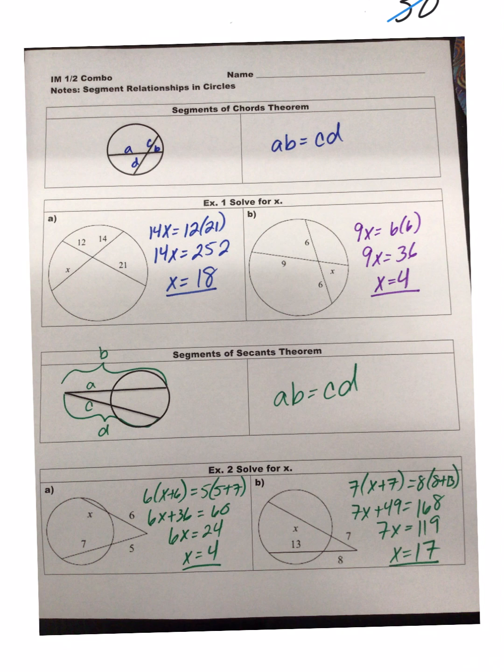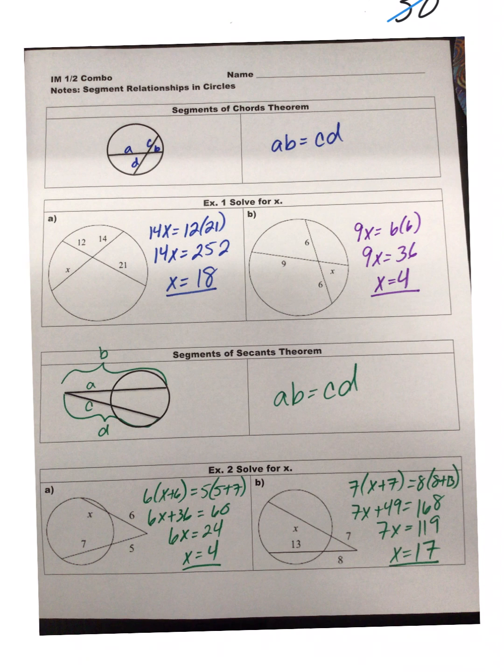So again, same example 1b. First chord, you have the part times the part. Second chord, you have the part times the part. So we get 9 times x equals 6 times 6. 9x equals 36. Divide by 9 and x equals 4.